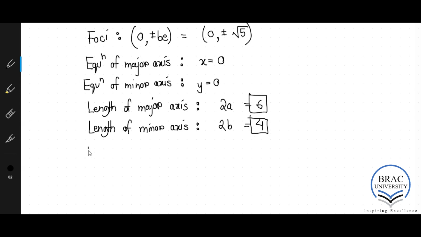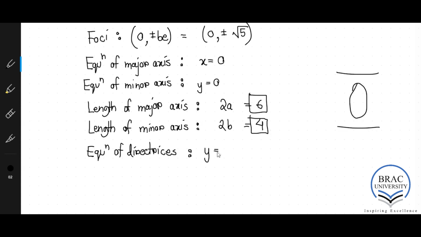And finally, we have the equation of directrices, which were situated, in this case, on the y-axis, because the y-axis had the major axis, right? And the directrices would be situated right above and below them. So we have y equals plus minus a over e, and that would give us y equals plus or minus 9 over square root 5.